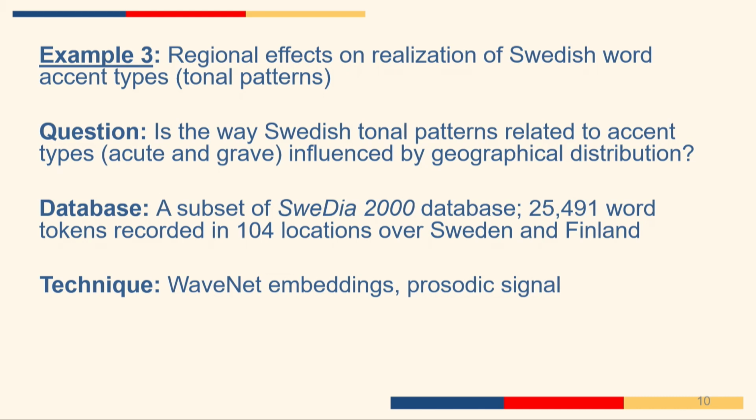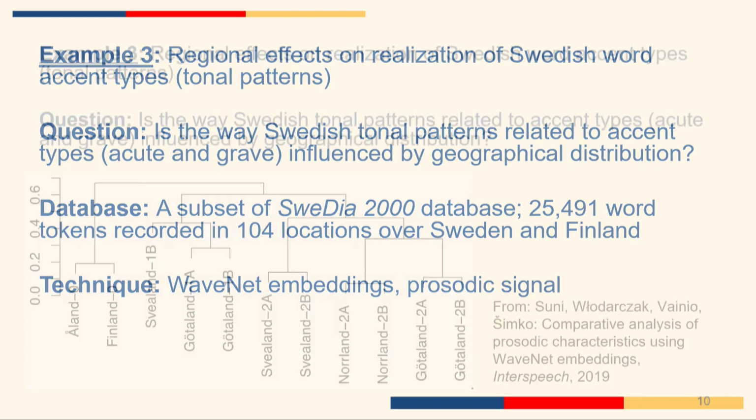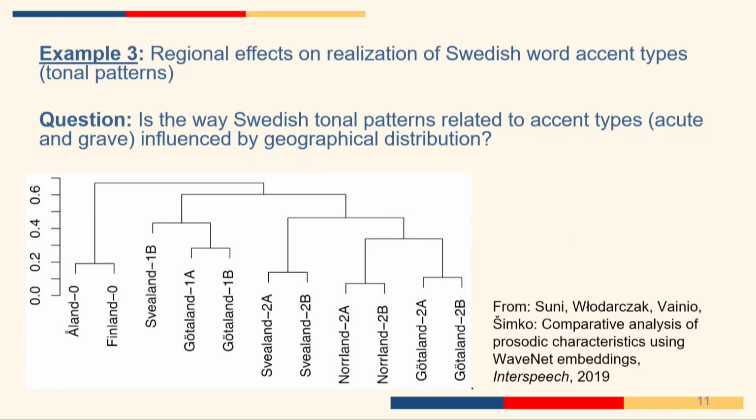And we used a subset of this rather big Swedish language database. It was a word list actually, which we used. We analyzed something like 25,000 words from 104 locations in the Swedish-speaking areas in Sweden and Finland, essentially. And the results are like this. So this is a dendrogram. Again, don't worry. There is a link to the paper here. It's actually rather older work.